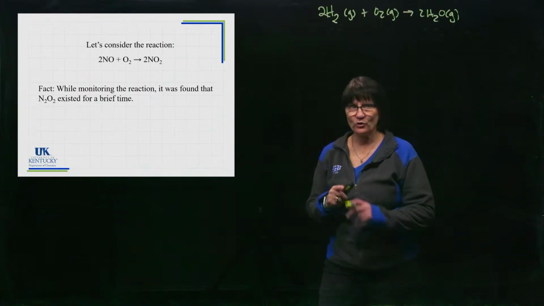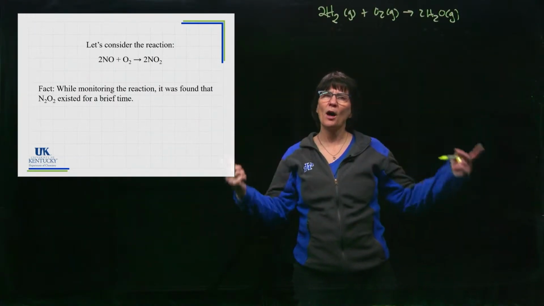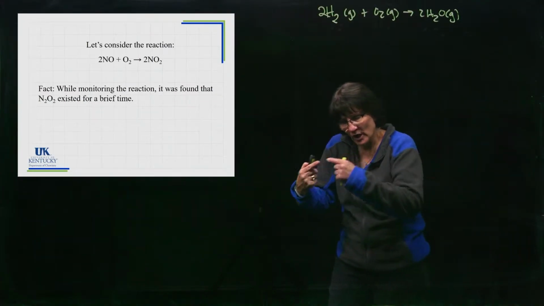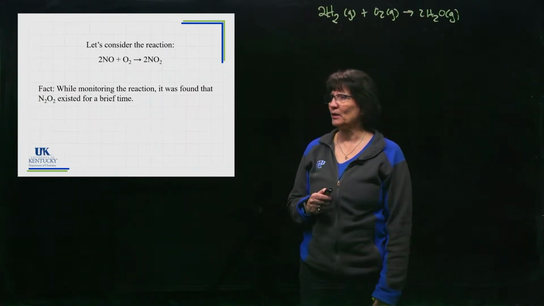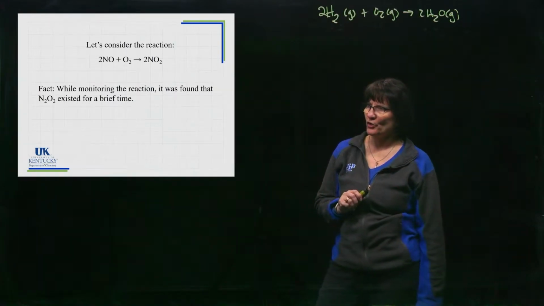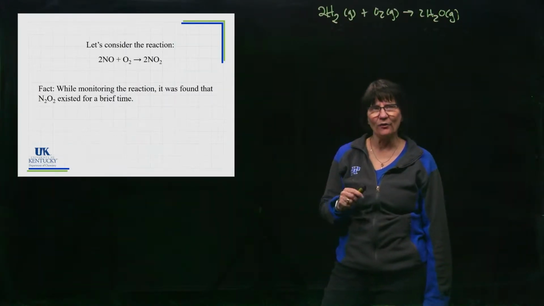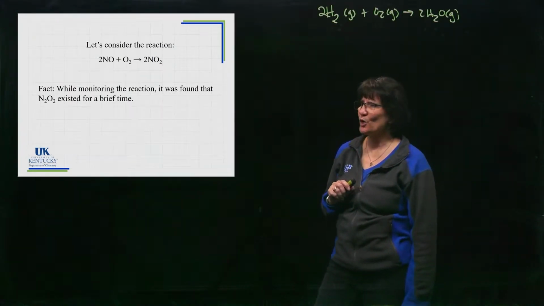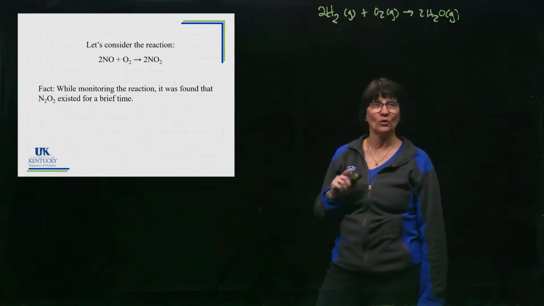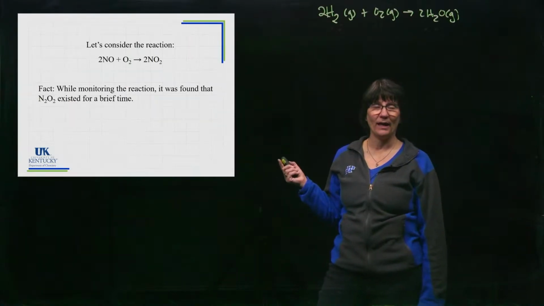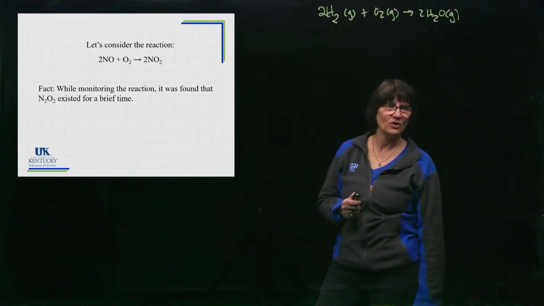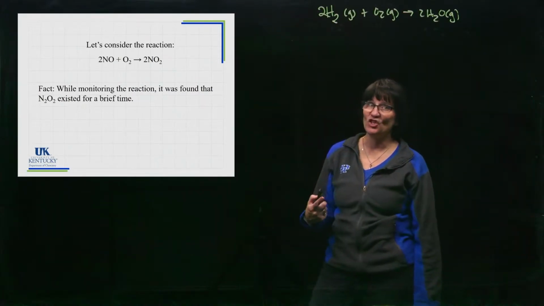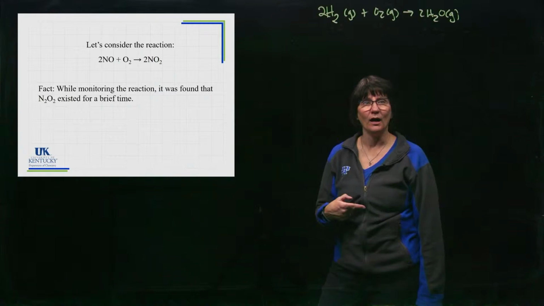While monitoring, this is what they observe. Remember, we start with an observation. We see things happening on our level, and then we try to interpret what's happening down there on the molecular level. When we're monitoring this reaction, we found that for a brief instance during the course of this reaction, N2O2 forms. So it's there for a little bit and then it goes away. Well, in the reaction, there's no N2O2, so something has to be happening on the molecular level where that's being generated and then gets used up.